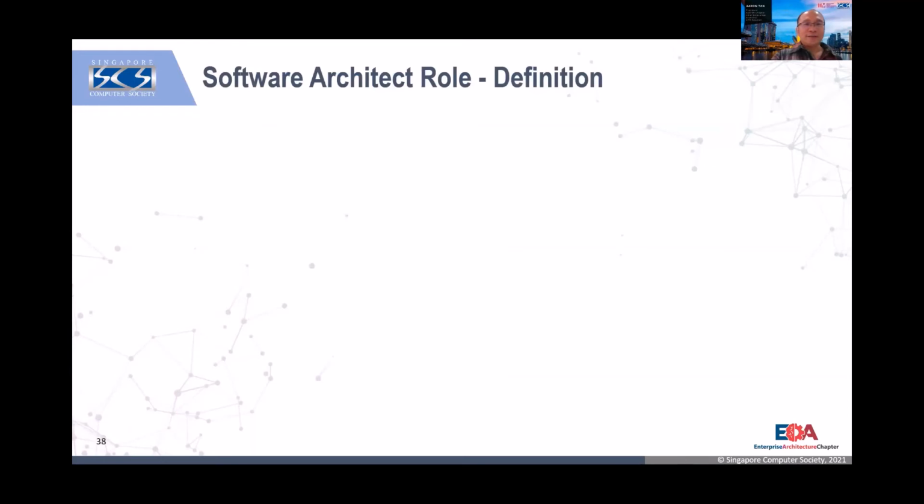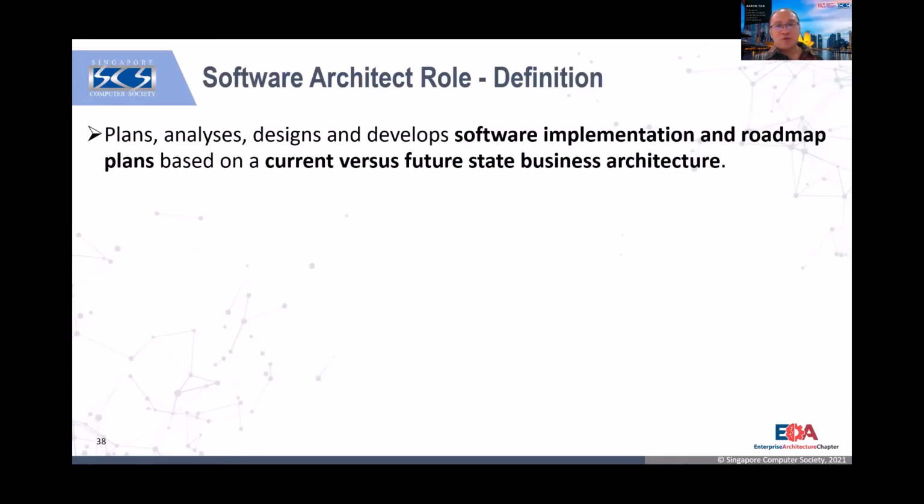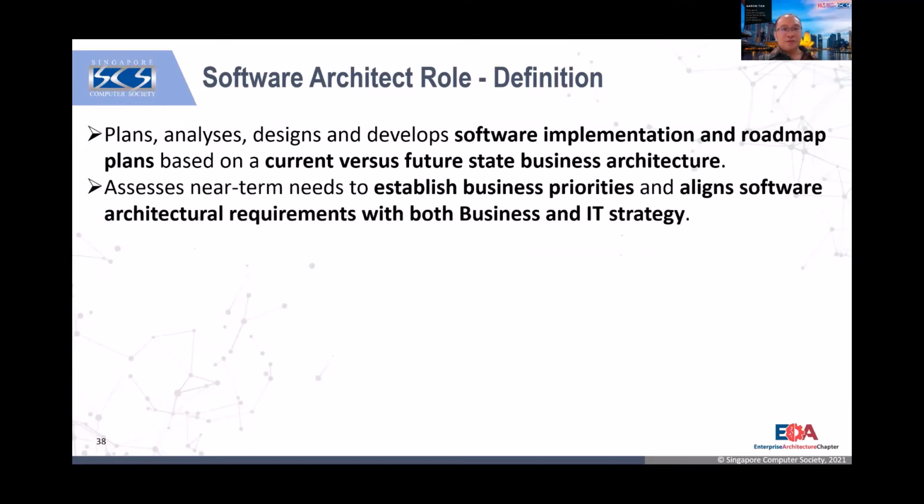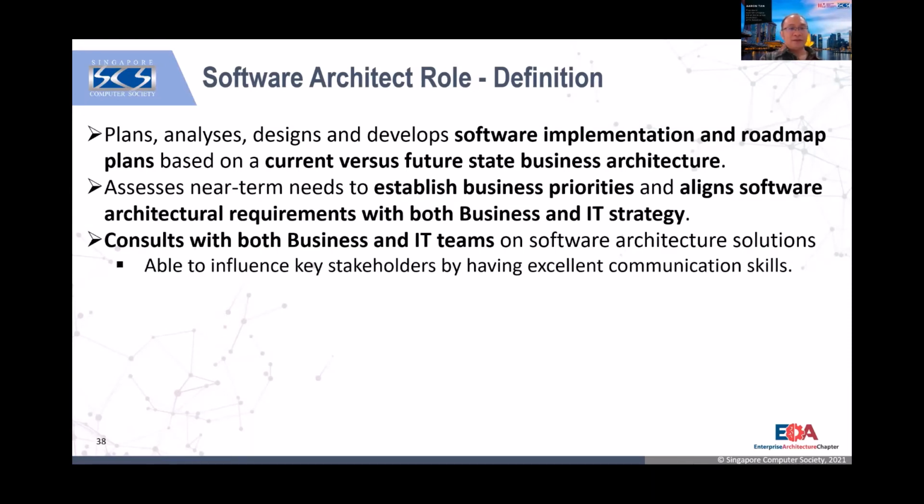The next one, software architect, right? So basically develop a software implementation roadmap plan, again, to achieve the future state business architecture. That's very, very important. So as an architect, whatever we do in the software, in the data, etc., we are trying to achieve the target state of the business architecture. Of course, we need to also establish the business priority, assign software architecture requirements, and align both business and IT. So we are working very closely with both the business and IT teams, right?